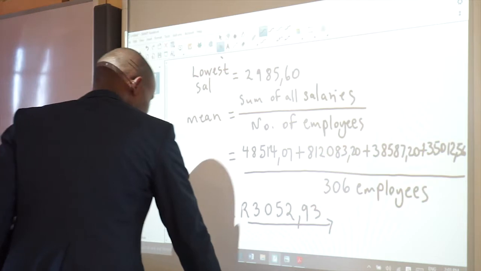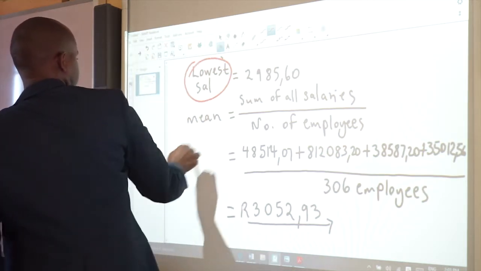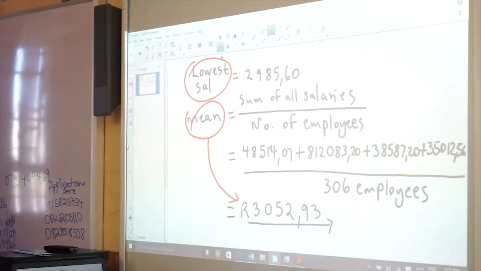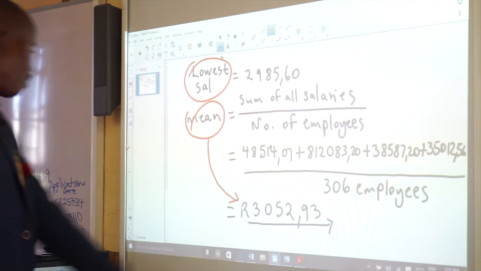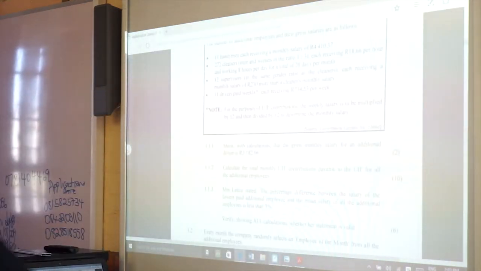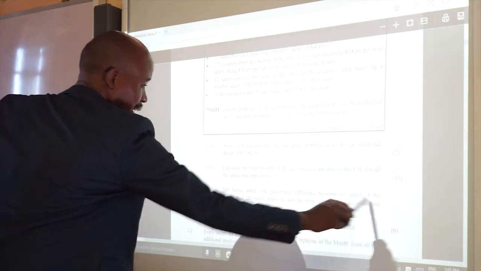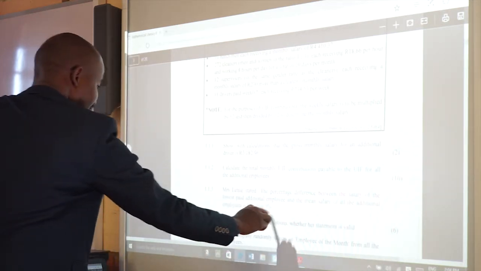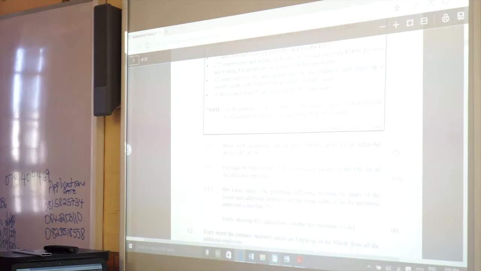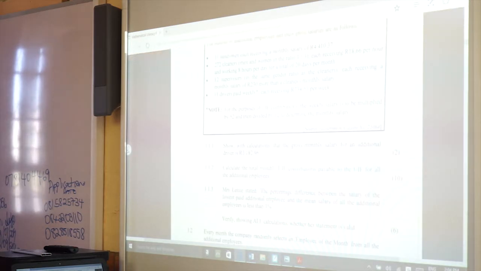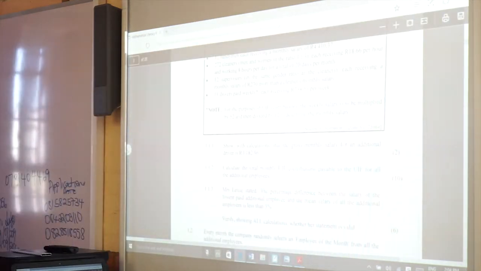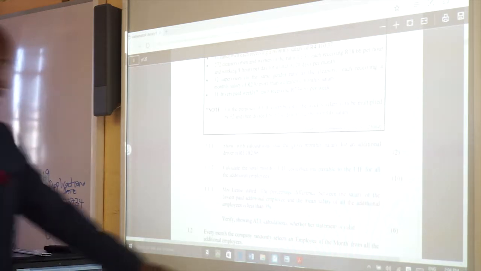The lowest salary and the mean. We've got the 2 things that are mentioned, but we have not yet answered the question. But now we are one step closer. The statement that you are required to verify says the percentage difference between the salary of the lowest paid additional employee and the mean salary of all additional employees is less than 3%. So we must calculate the percentage difference and see if it is less than 3%. If it's not, then we will say the statement is not valid. But if it's less than 3%, we say the statement is valid.